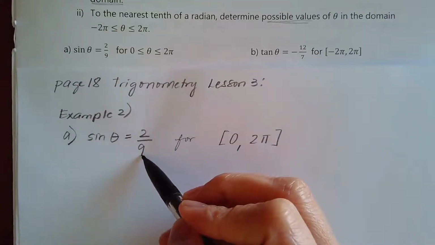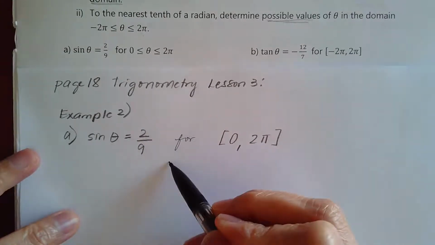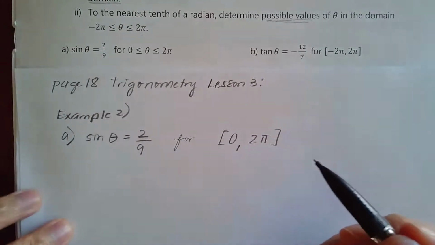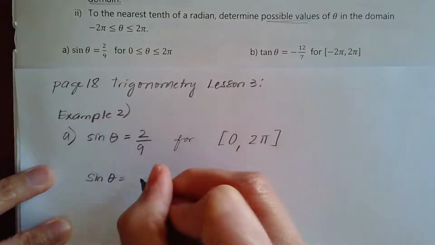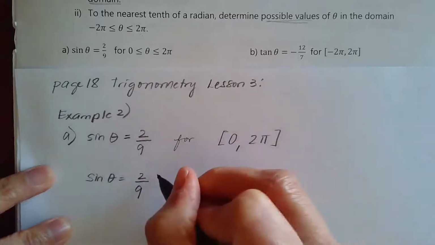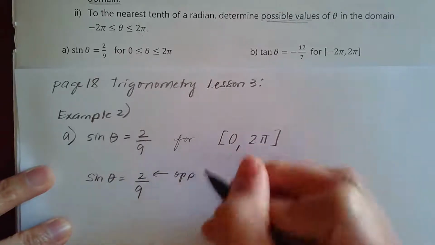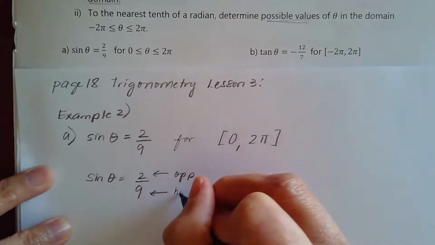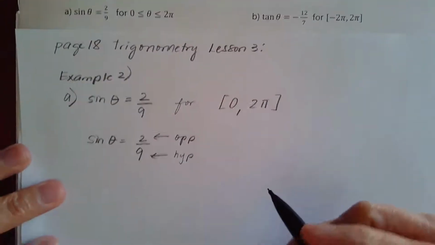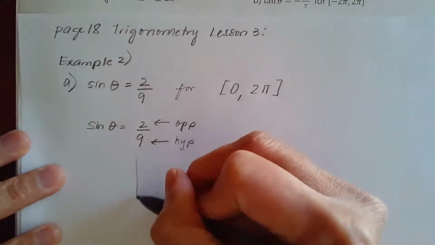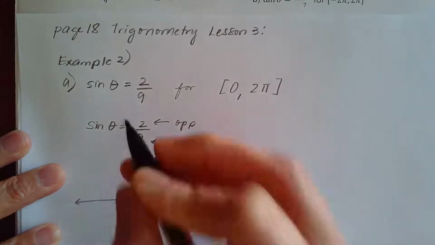We can look at it in two different ways. We can say this is going to be opposite, and then this is the hypotenuse. So if we can visualize that way, sine theta is equal to 2 over 9. So wherever the angle is, this is the opposite side, and then this is the hypotenuse. We can look at it that way. I like to draw it out so we can see what's going on in here.